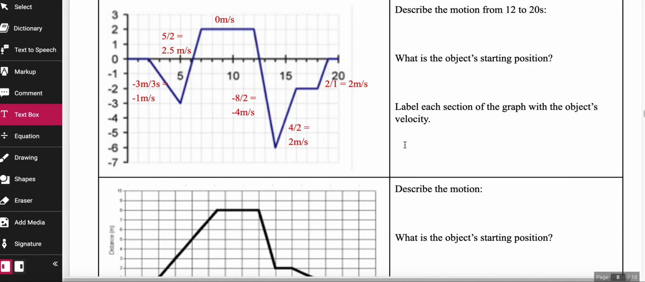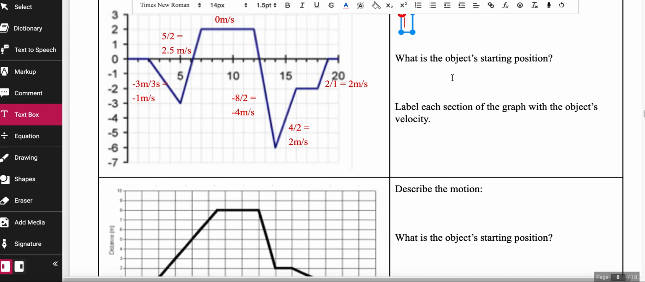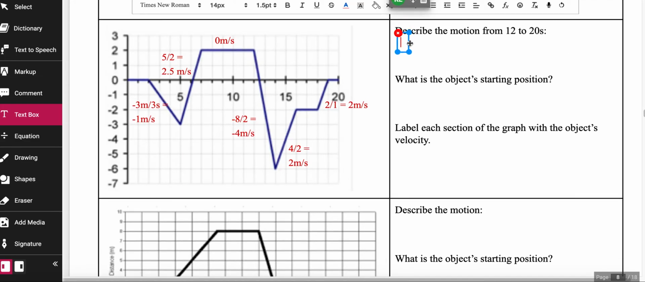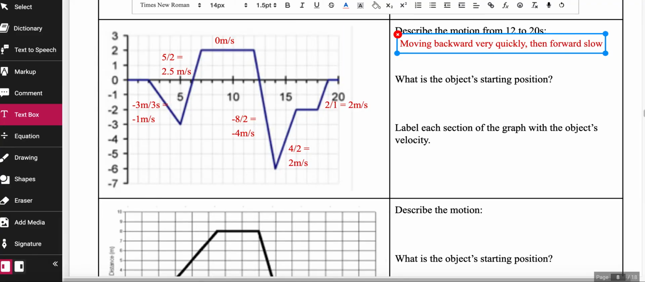Okay, so let's go back up and describe the motion from 12 to 20 seconds. So we are moving backward very quickly, then forward slower, then we stand still. Okay, and standing still is just this little flat portion here.